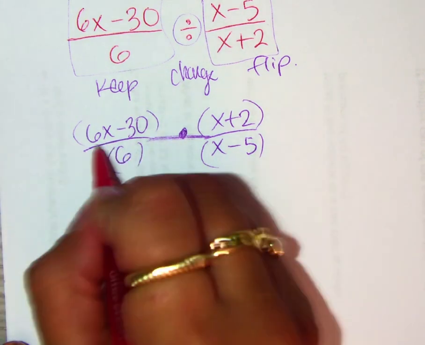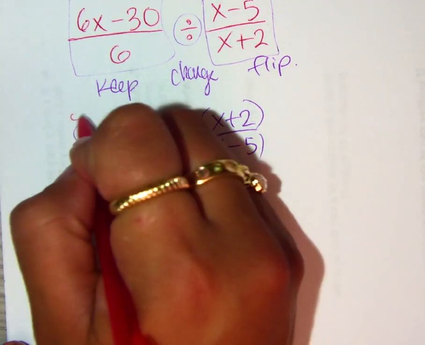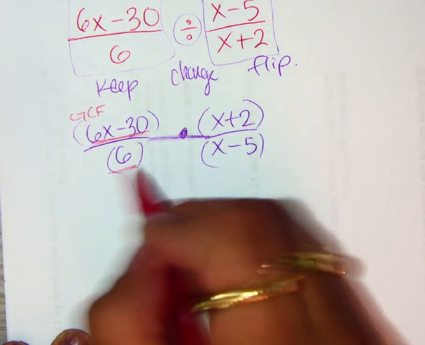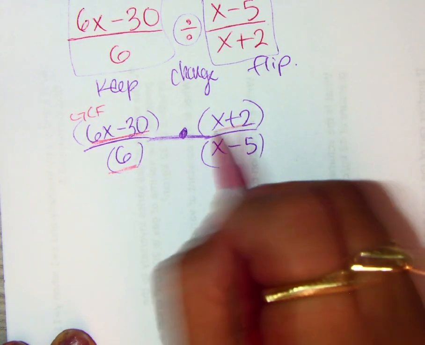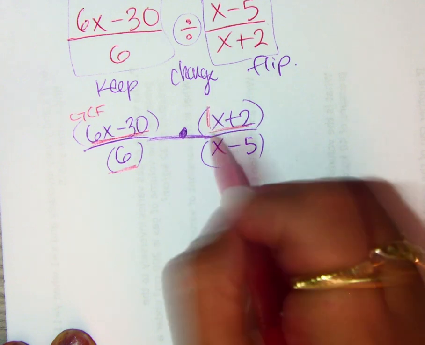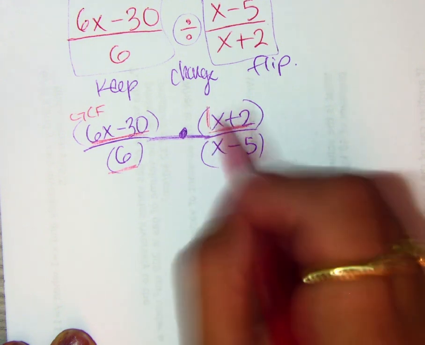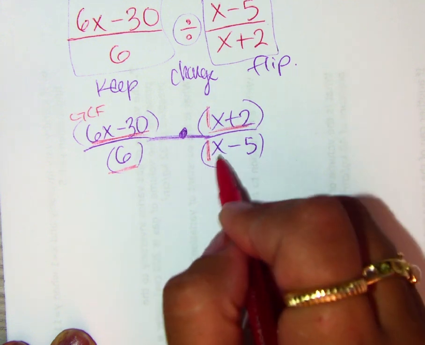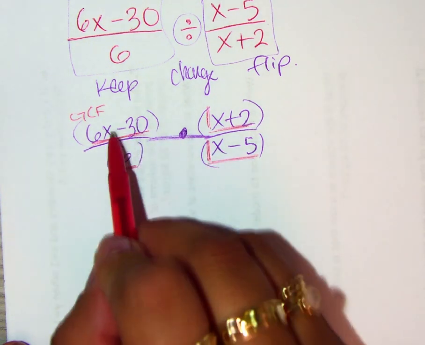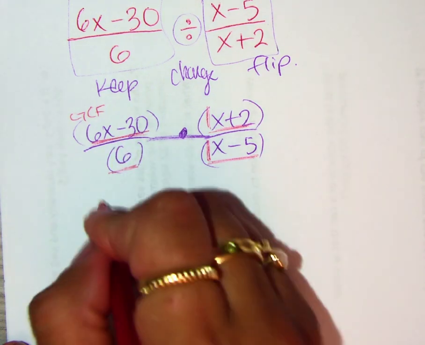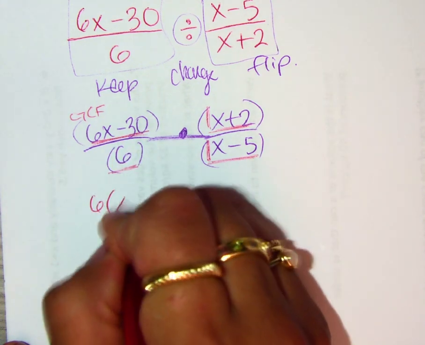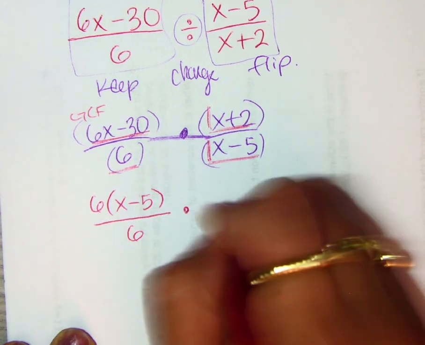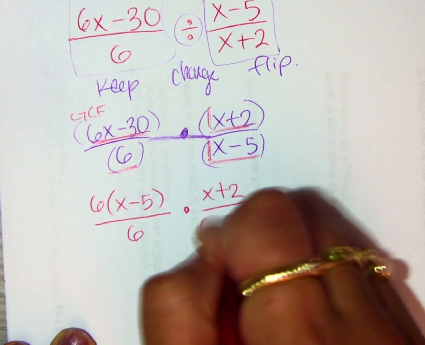This 6x minus 30 has a GCF of 6. This 6 is just a 6, so there's nothing we can factor. This x plus 2 has a coefficient of 1, so there's nothing we can factor here because there's nothing squared, and then there's no GCF. Same thing here, the leading coefficient is 1, so there's no GCF. So the only one we got to factor is that one. And we're going to write it as 6 parentheses x minus 5 over 6 times x plus 2 and x minus 5.